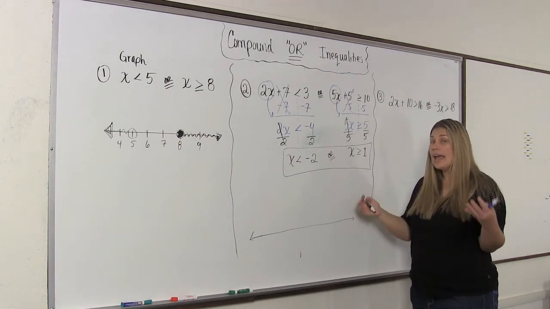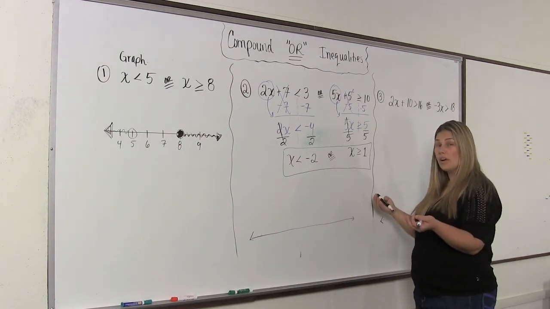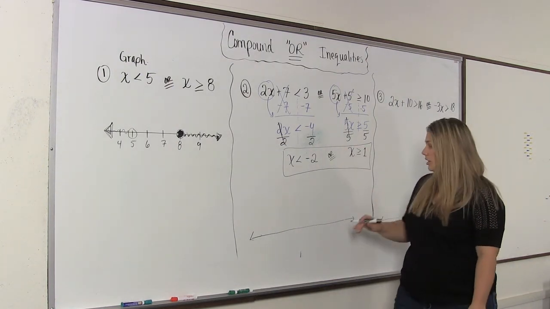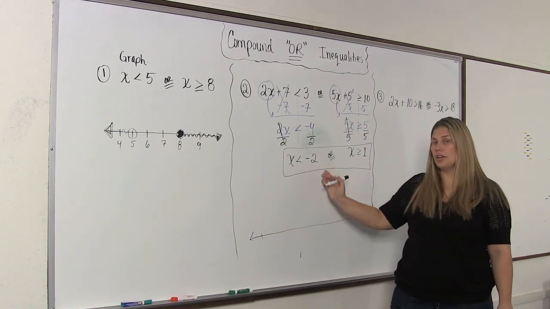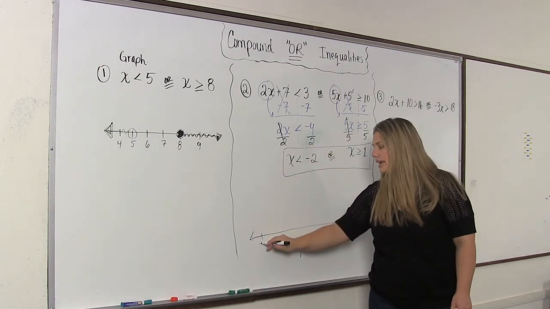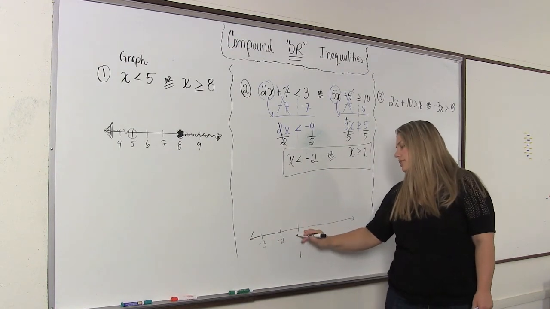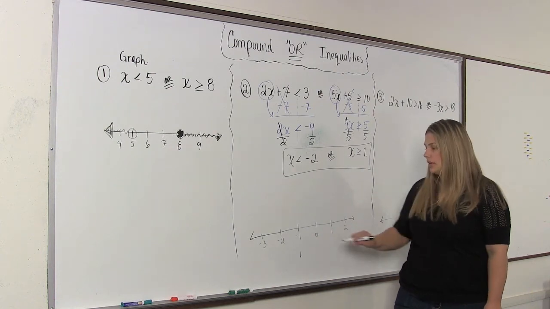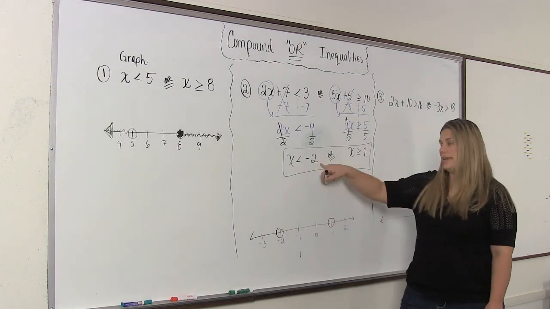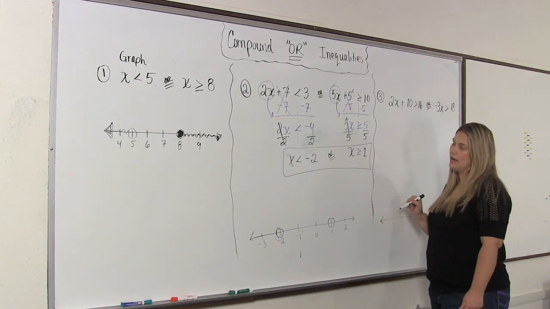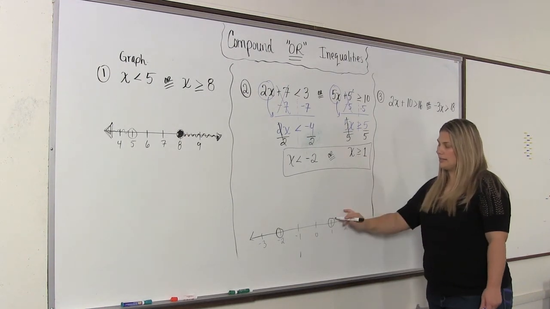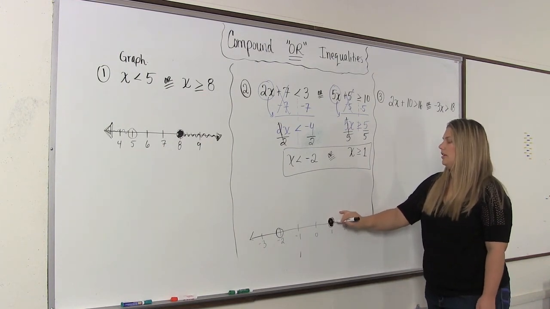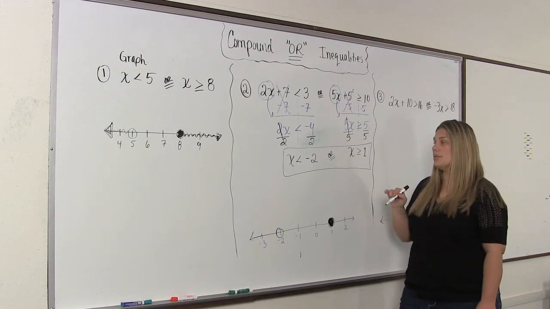Remember, and has to fit both, but or can be working in the first one, or it has to work in the second one. So when I go to graph this, I still need to start one further to the left, which is negative 3. Then I have negative 2, negative 1, 0, 1, and 2. I'm going to have circles on my negative 2 and my positive 1. The positive 1 is the one that's included in my answer because I see that line underneath, so it's going to fill in and be a closed circle because it can equal 1.